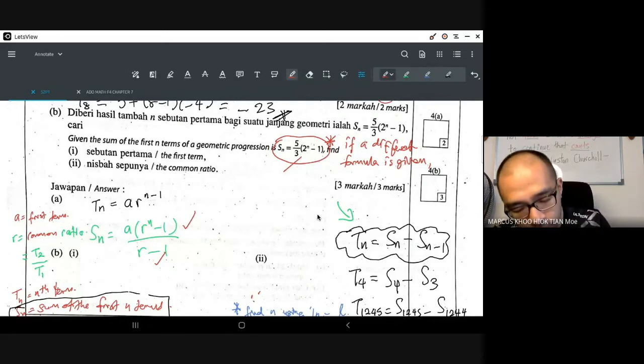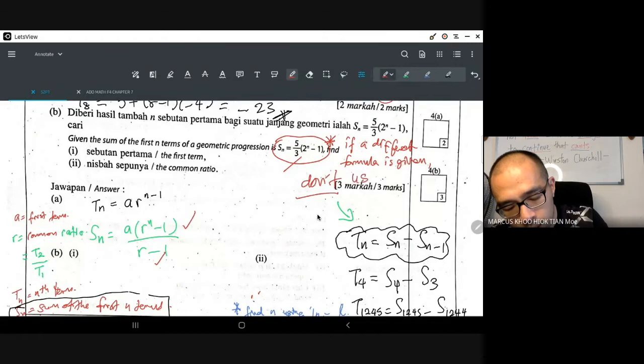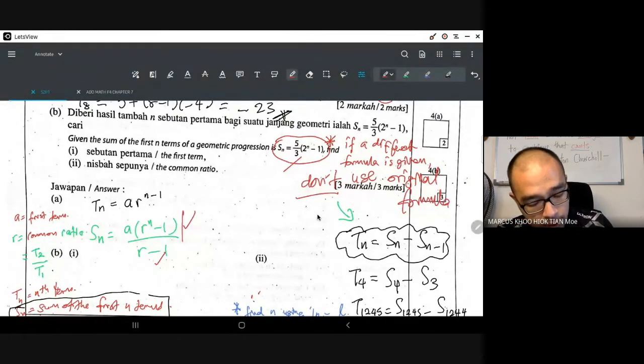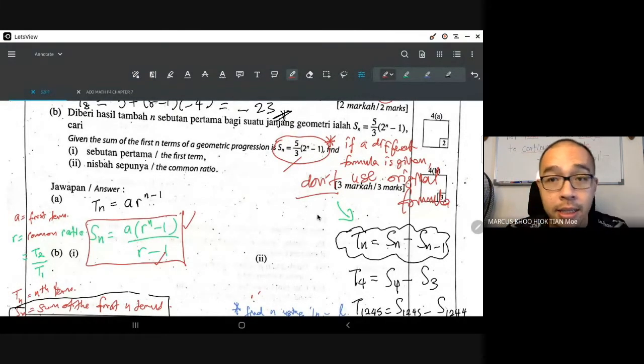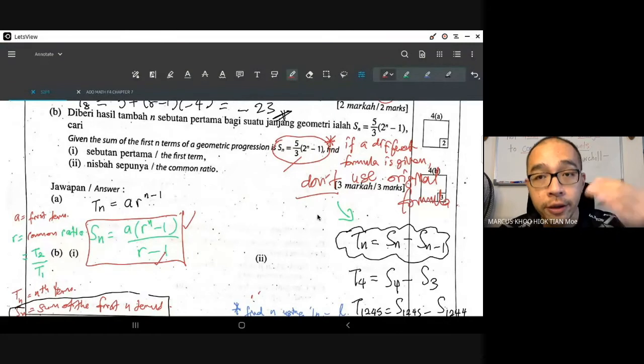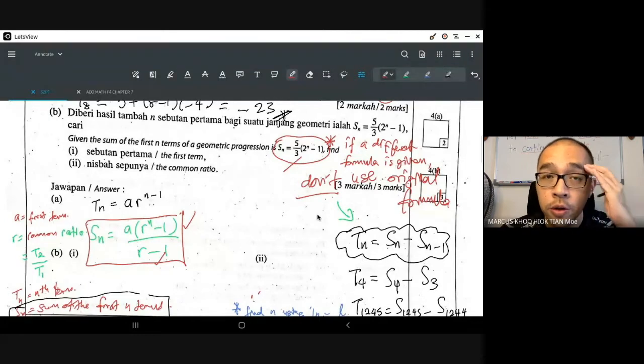So if a different formula is given, don't use the original formula, which is this. This is the original formula, yang ada di dalam senarai formula ada diberi ini. If they give you a different formula, use that different formula. Don't use the original formula. And you need to know this. The reason why they give you a different formula is to make your life easier.